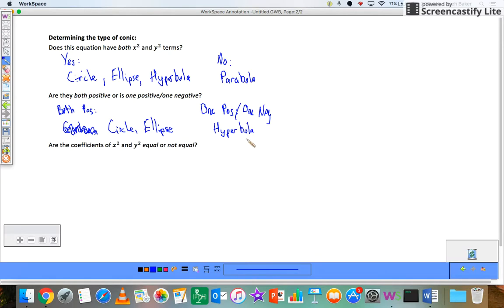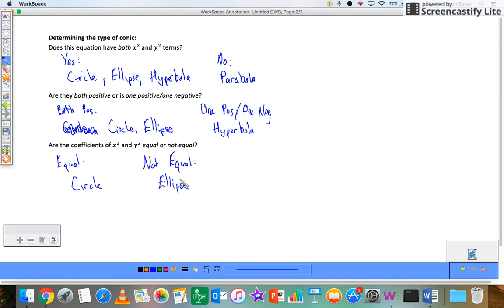Because if you think about what we've talked about with the hyperbola, it's always been x squared over a squared minus y squared over b squared, or vice versa. So it's going to have one that is negative. Then our third and final question: are the coefficients of x squared and y squared equal or not equal? Just a reminder, the coefficients are the numbers in front of x squared and y squared. If they are equal, meaning they're the exact same number, then we can say that it's a circle, which makes sense because it's going to be completely round and have the same distance all the way around. If it's not equal, that leaves us with an ellipse.